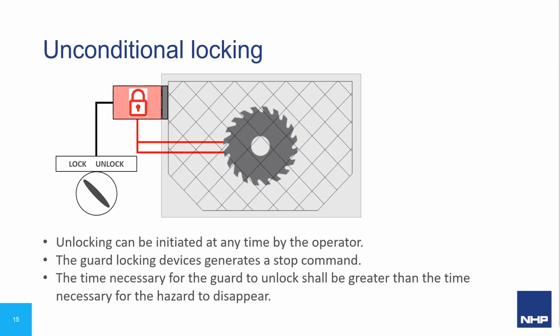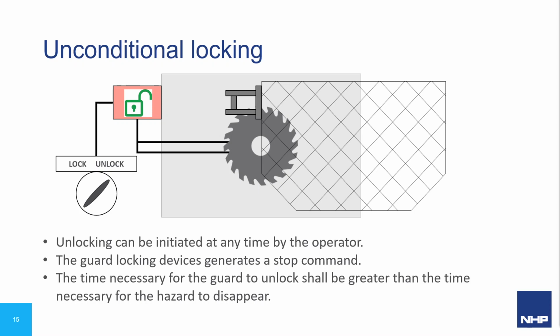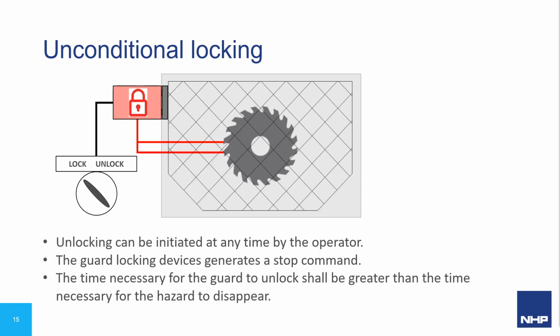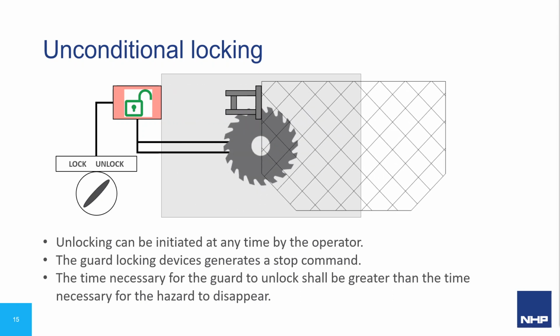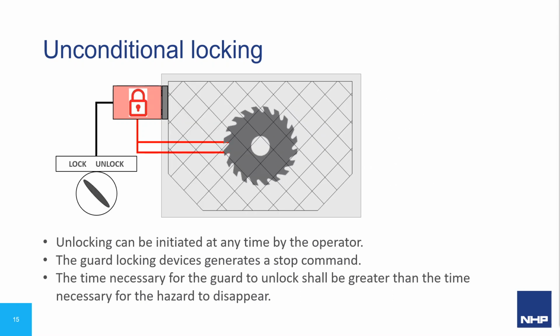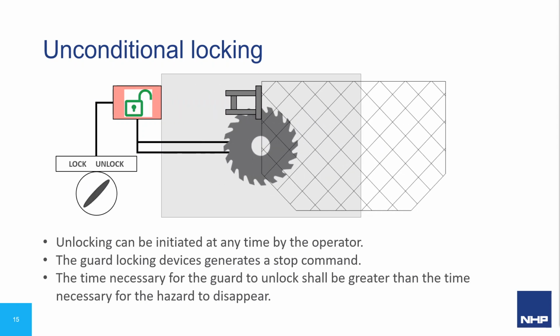This is an example of unconditional locking. When the switch is turned to the unlock position, the guard locking switch is unlocked immediately and a stop command is given to the machine. When the unlock command is given, the guard can be opened at any time by the operator, but it should be that by the time the guard is opened, the machine has already slowed to a safe state.